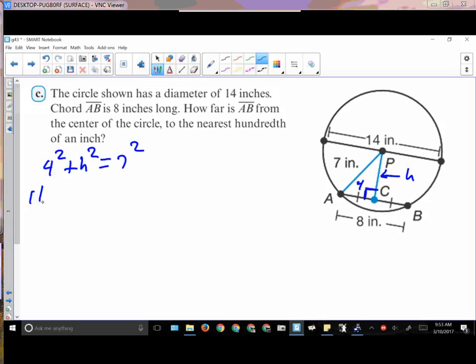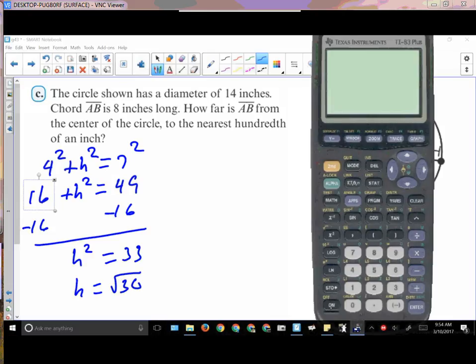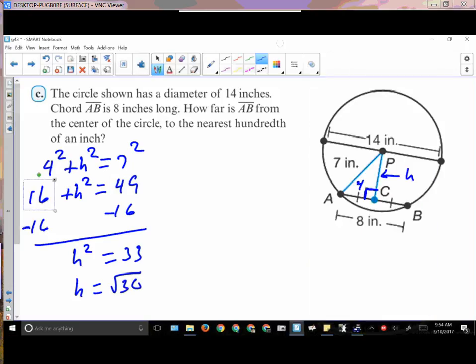So I've got 16, 49, subtract 16, subtract 16. H squared is equal to 33. H is equal to the square root of 33. And I can use my graphing calculator, and I think I actually have it in there from last hour. Turn that on. Square root of 33 turns out to be 5.7. So I can use that and say that the height is going to be equal to 5.7 inches.